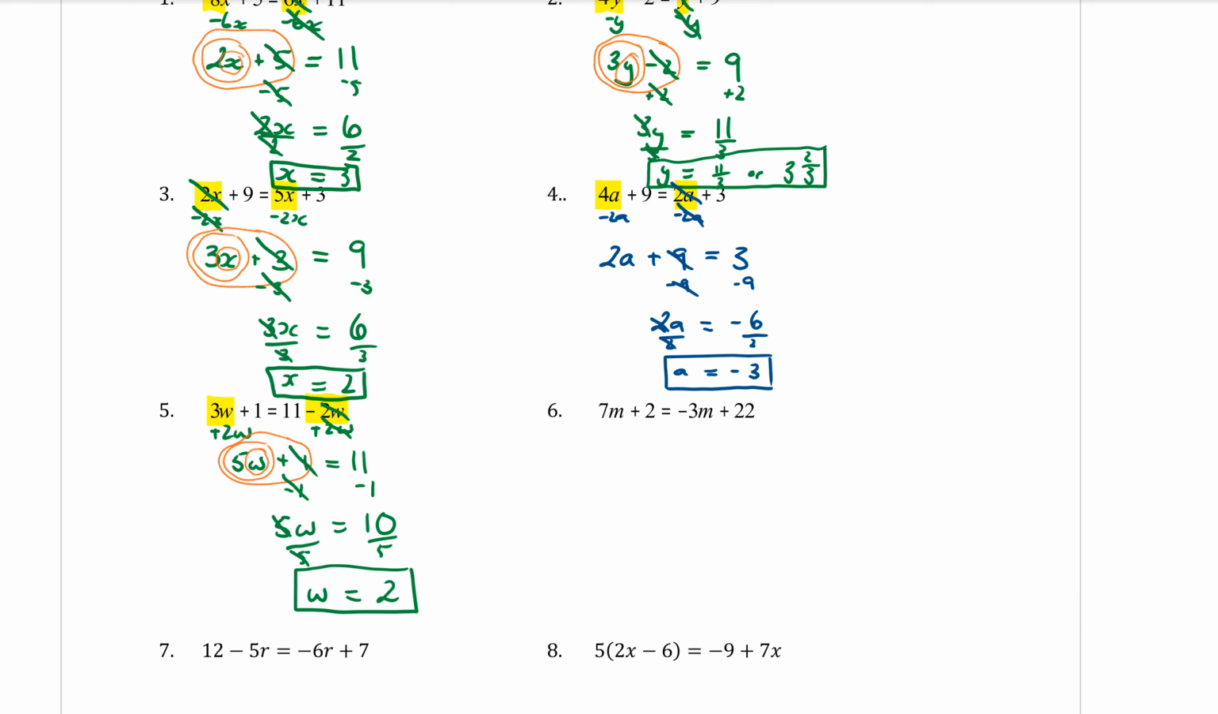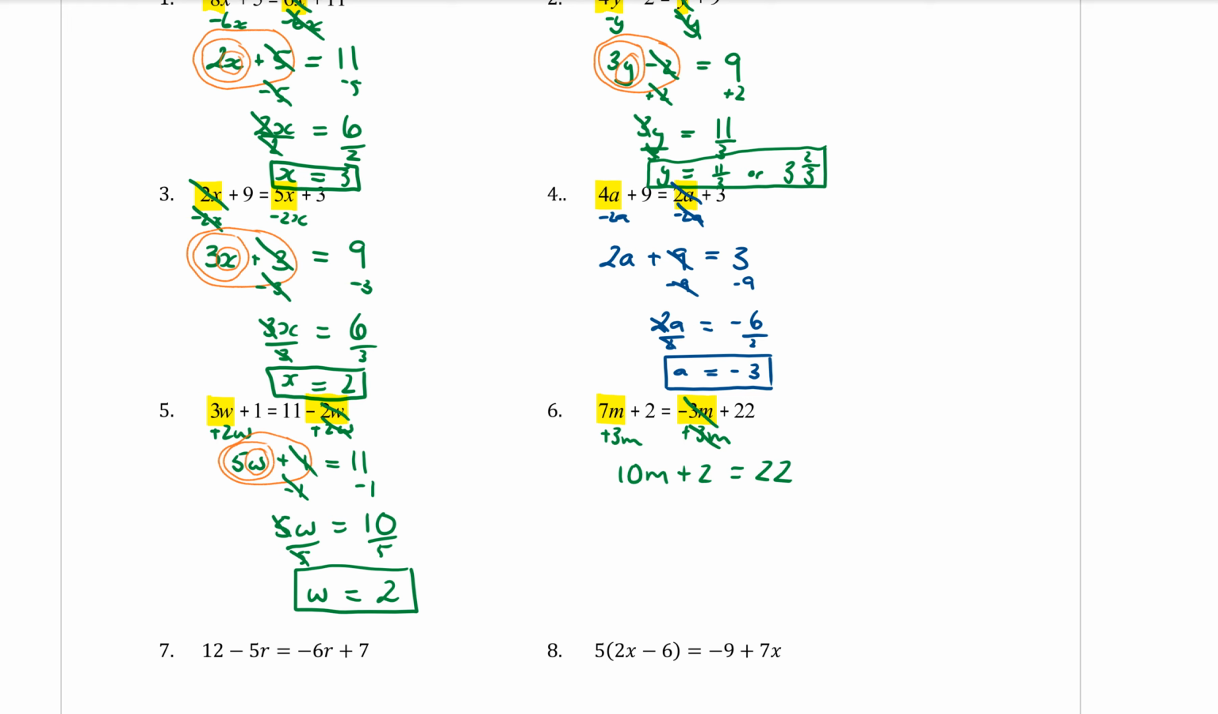All right, we'll do another one of those. We have a 7m and minus 3m. Which one's the smaller one? And what is the opposite? Plus 3m. Perfect. Plus 3m, plus 3m, to cancel that off. 7m plus 3m is 10m. The other numbers, write them down exactly as they are. So plus 2 equals 22.